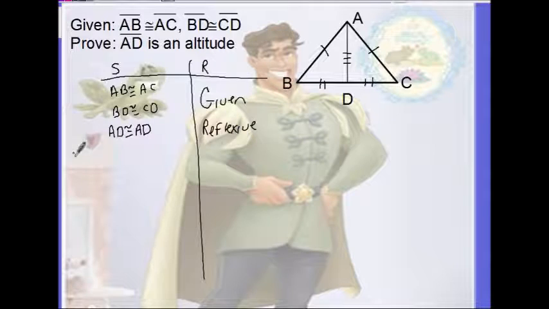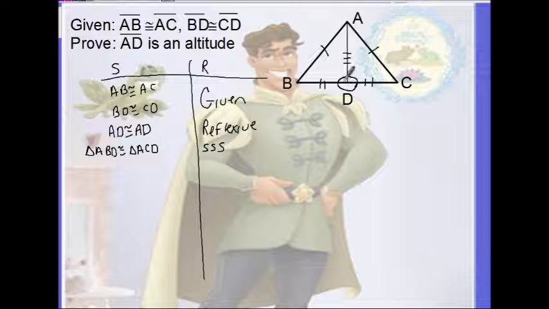Now let's state our triangles are congruent. Triangle ABD is congruent to triangle ACD. The reason, side, side, side. Now, altitudes go with perpendicular. Perpendicular goes with right angles. We want to show that we have right angles formed in here.